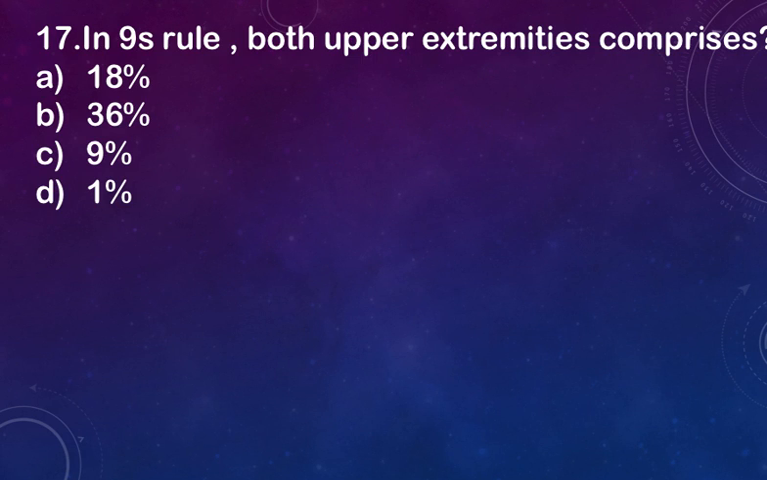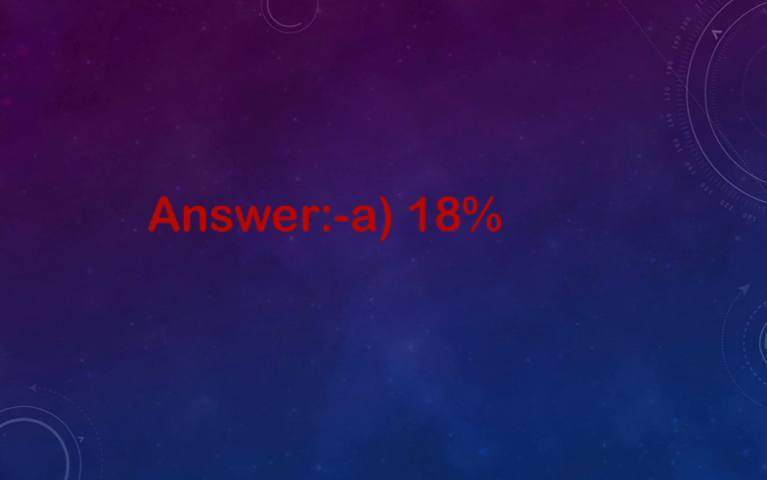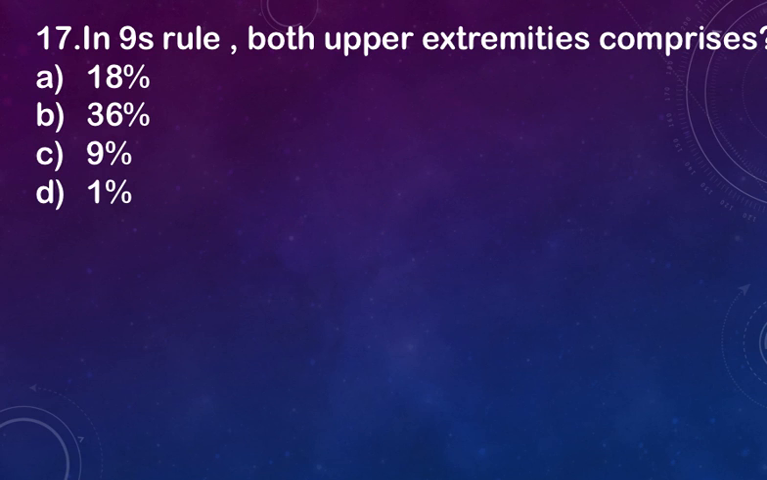Next question, question number 17. In the 9s rule, both upper extremities comprise option A 18%, B 36%, C 9%, and D 1%. Right answer is A, 18%. So according to the 9s rule, both upper extremities comprise 18%, and 9% is the head and neck, 1% is genitalia, and 36% is both lower extremities, and 18% is both upper extremities.